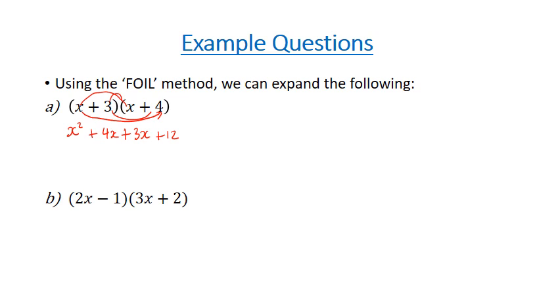And I can then collect like terms, so simplify the expression and end up with x squared plus 7x plus 12. In our second example here, we're going to do the exact same method. So our first terms, 2x times 3x, gives me 6x squared. I'm then going to multiply the outer terms, so 2x times 2, which gives me 4x. I'm going to multiply the inside terms, which gives me minus 3x. And then I'm going to multiply the last terms, which gives me minus 2. And then I'm going to collect like terms like I normally would, so I end up with 6x squared plus x, or 1x, minus 2.